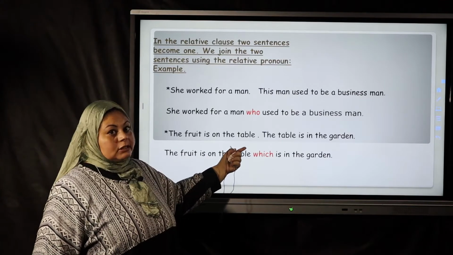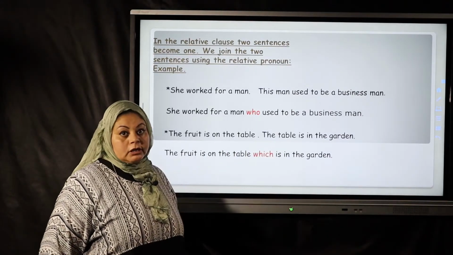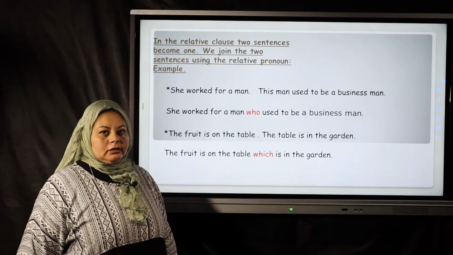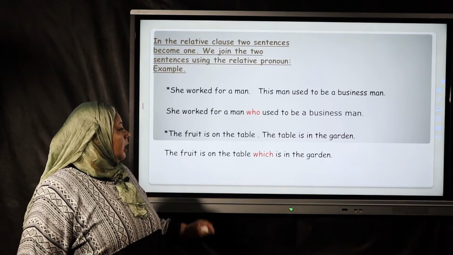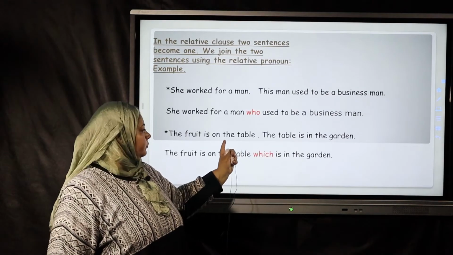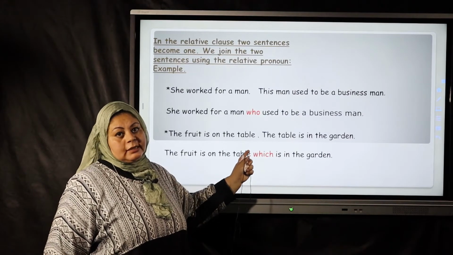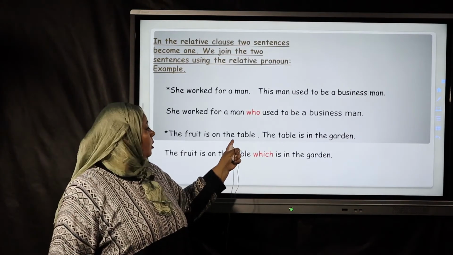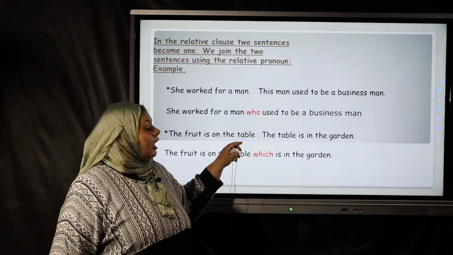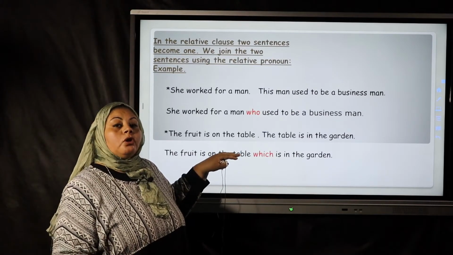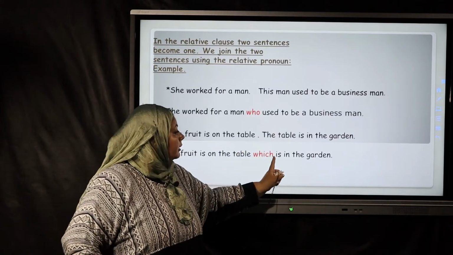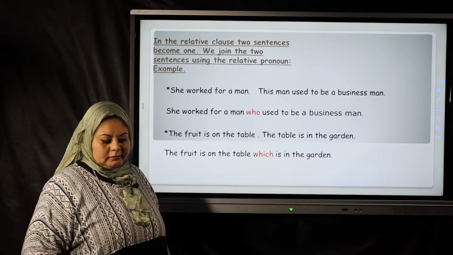The fruit is on the table. The table is in the garden. The fruit is on the table, which is in the garden. Okay? Take care that I removed the table. Okay? I removed the table because I am joining the two sentences and I'll keep the object here. This is the fruit is on the table. This is an object. I'll keep it in the first sentence and follow it by which and remove the table again and complete the sentence. Is it clear? Again.